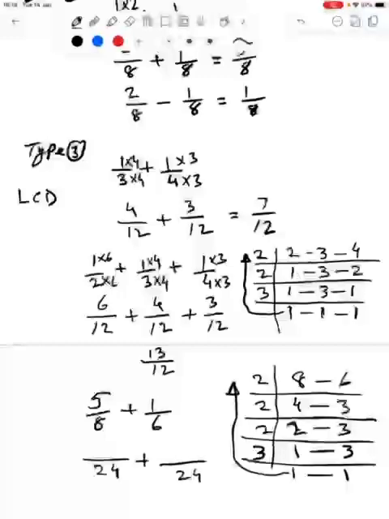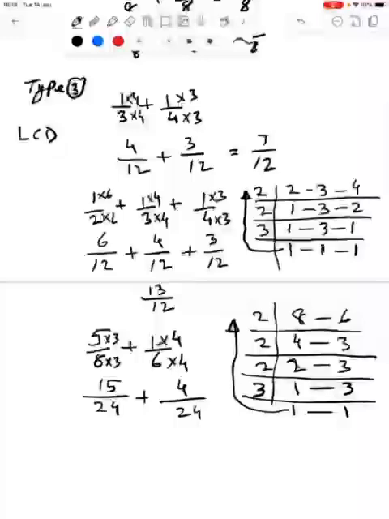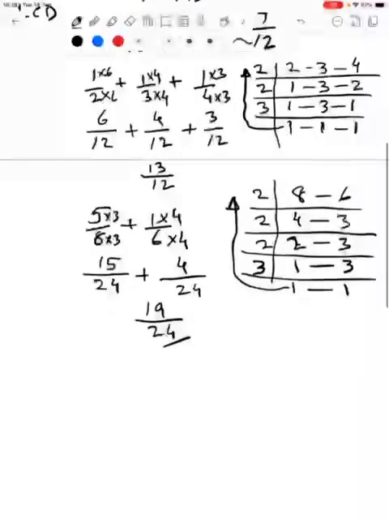So how many 8s are 3? 8 3s are 24, and we must multiply the top with 3, and this 6 4s are 24, and we must multiply the top with 4. So now this becomes 15, and this becomes 4. And the answer simply, remember we have converted into type 1, 15 plus 4 is 19 over 24. That's the answer. Okay. Now, let's learn multiplication.